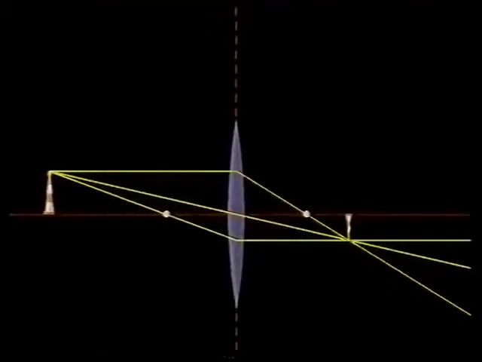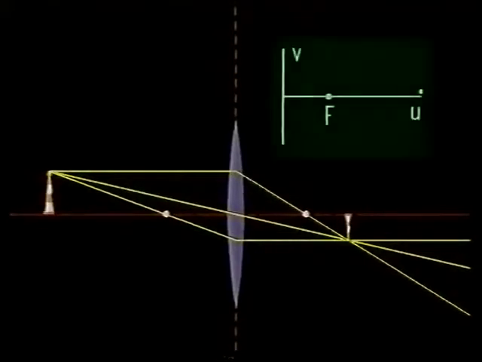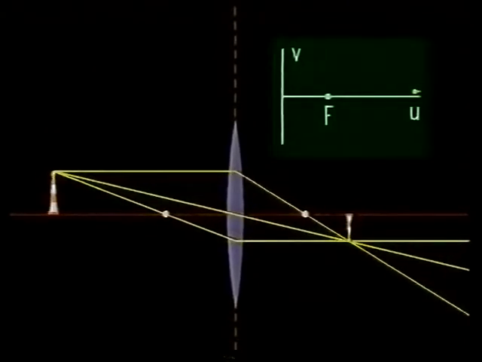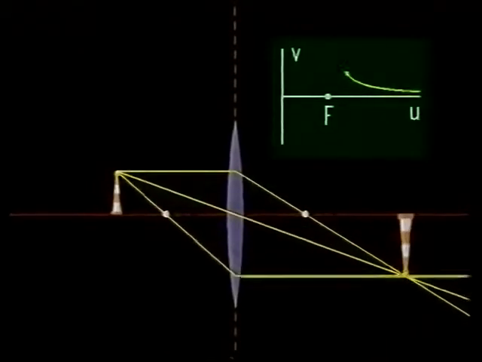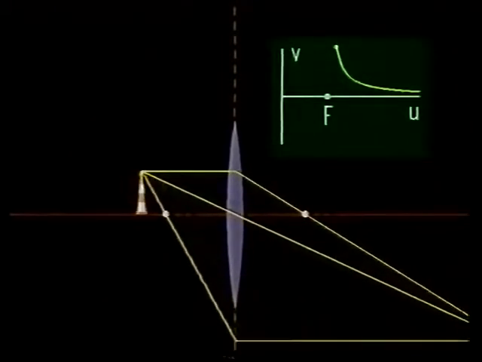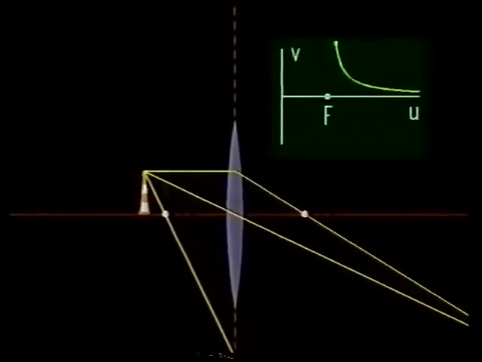Now, as you know from the earlier experiments with the optical bench, the position of the image changes as the position of the object changes. Let's see what happens to the image as an object moves closer to the lens. We can plot a graph of image distance, V, against object distance, U. As the object gets closer to the lens, the image moves away, and at the same time gets bigger. When the object gets close to the focal point, the image moves away to very large distances indeed, and the graph shoots away. Let's stop the object before we reach the focal point.